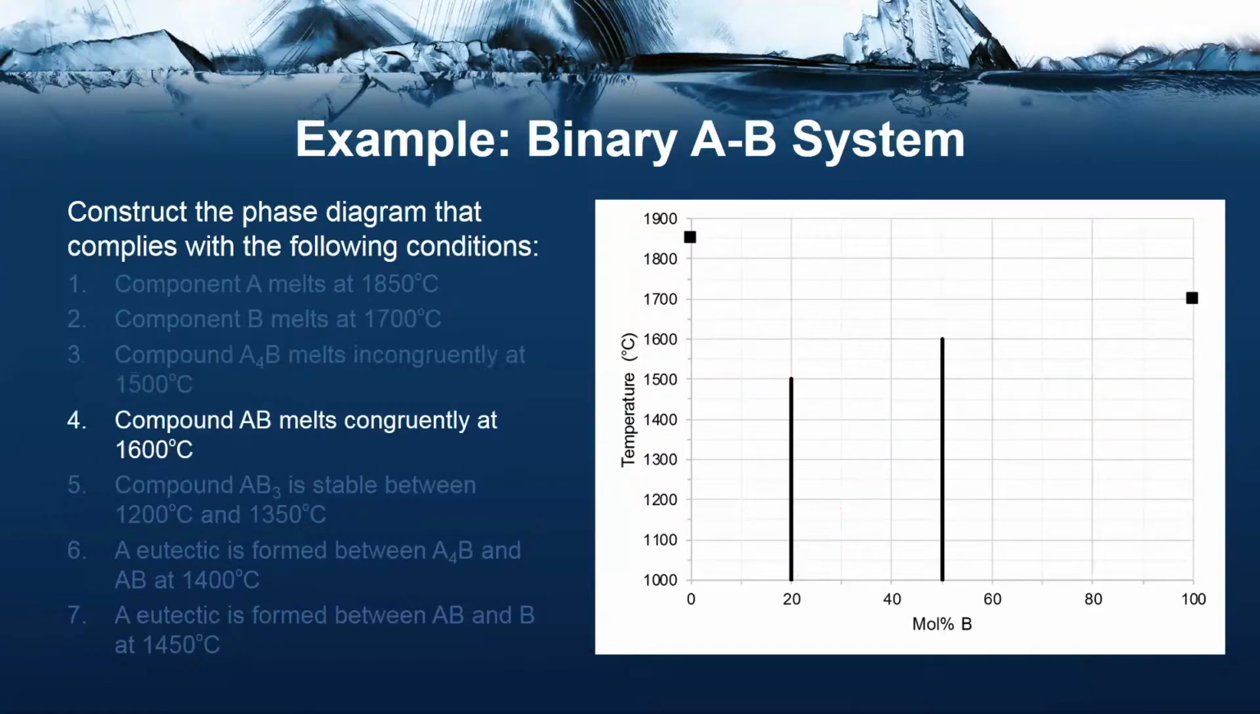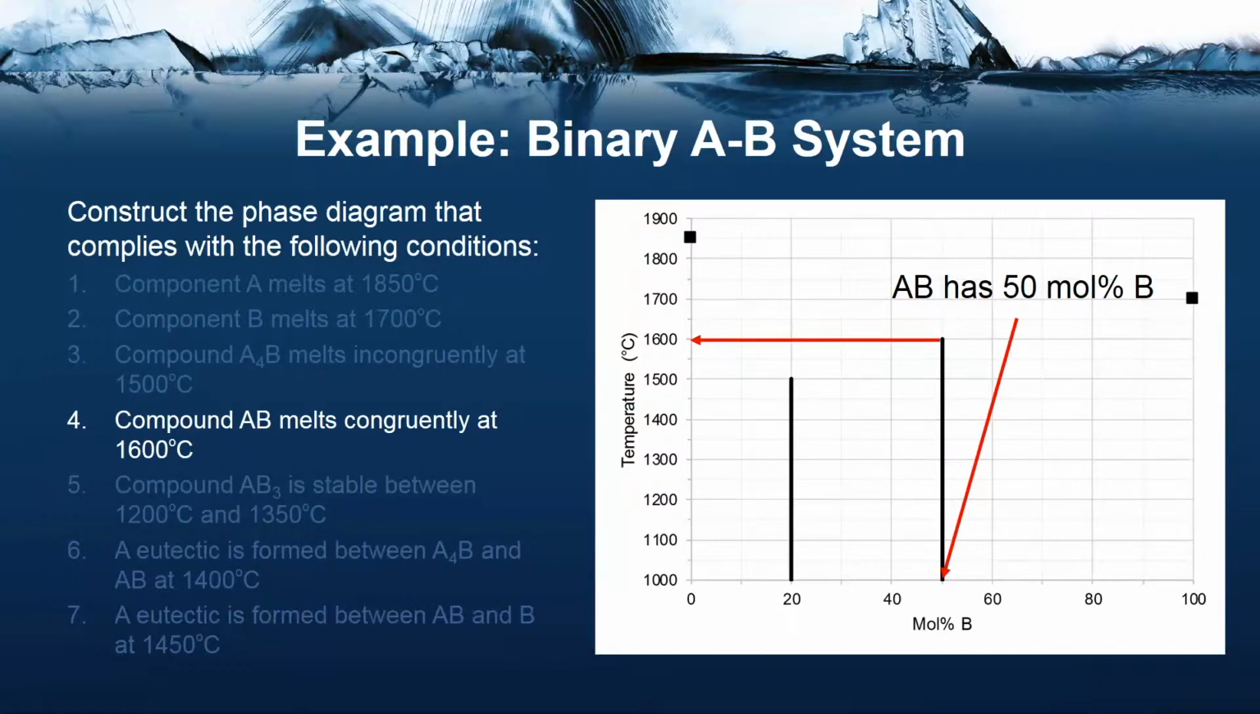The fourth condition says that the intermediate compound AB melts congruently at 1600 degrees Celsius. This compound contains 50 mole percent B. Furthermore, the compound doesn't decompose, and we can therefore draw the line at 50% from the lowest point in the diagram, 1000 degrees Celsius, up to the melting point, which is 1600 degrees Celsius. Just as for the previous compound, we'll not concern ourselves with the fact that this intermediate compound melts congruently. Instead, we'll come back to this later.